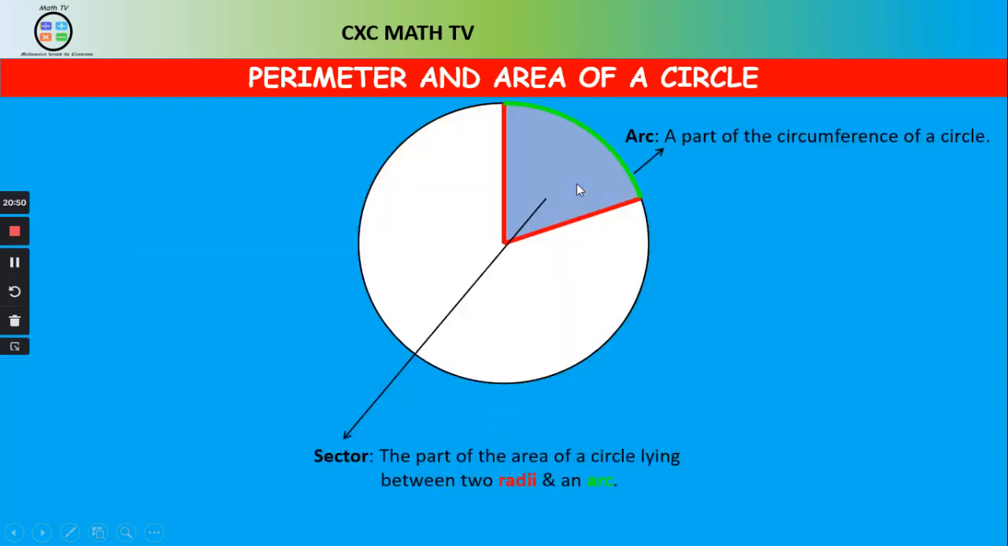Now to find the area of a sector, I'm going to write down the formula. Area of a sector, this is all you need to know. It is theta over 360 times pi r squared, where this angle is going to be theta. Once they give you this angle, you're just going to divide it by 360, then multiply it by pi r squared. That's all. Why do we do that?